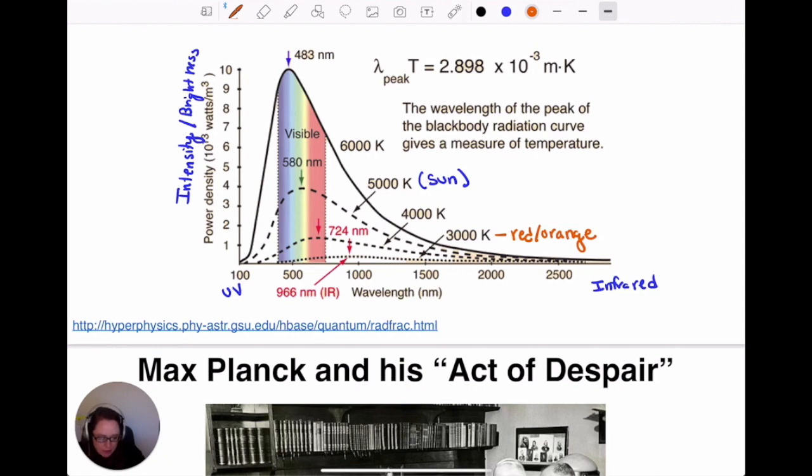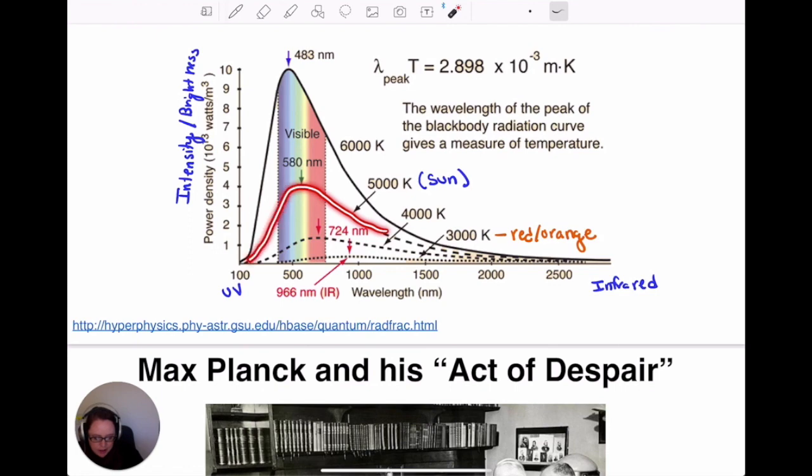When we get up to 4,000, our peak now shifts over to 724 nanometers. So definitely in the red. So our peak is shifting up because we have more energy, and also shifting over to the left, or to shorter wavelengths.